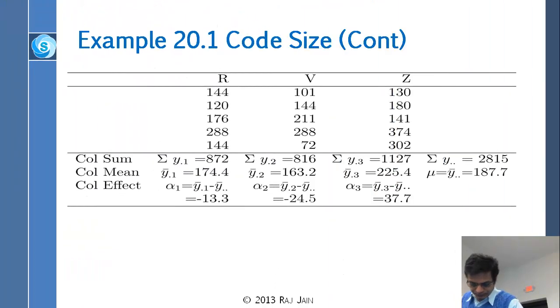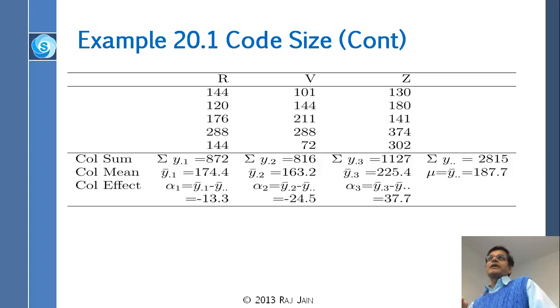So for this processor, you did 5 replications, you added them up and took the mean. That came out to 174.4. And then the overall mean, by the way, you add up all of these numbers, get the overall sum, and the overall mean is 187.7. You subtract 187.7 from 174.4, you get minus 13.3. That is the effect of this processor, R. So processor is a factor and it has 3 levels: R, V and G.